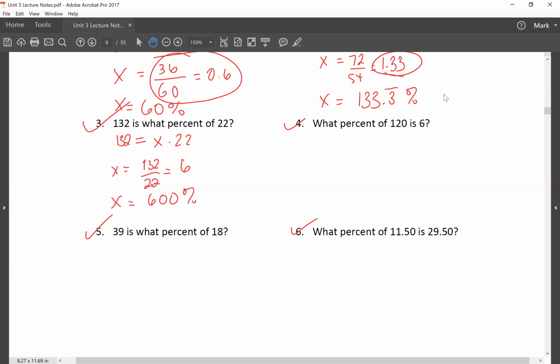Let me go back to the chat and see if anybody said that. Yep. Okay, cool. All right. Number 4, what percent of 120 is 6? So this one is a little bit more normal. I think it's just 5%. Yep. Perfect.